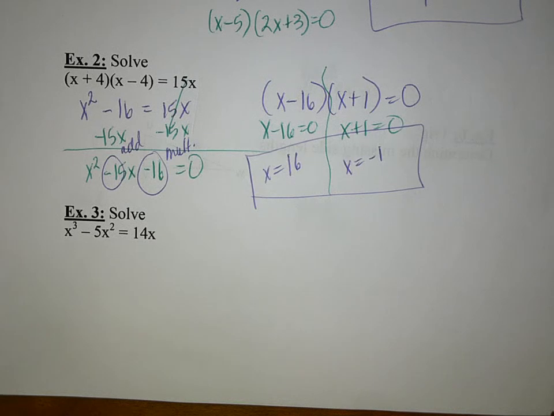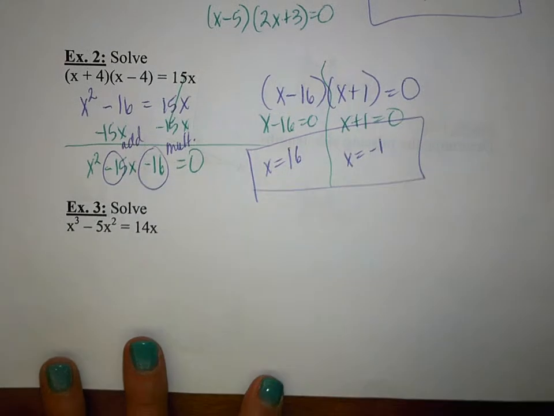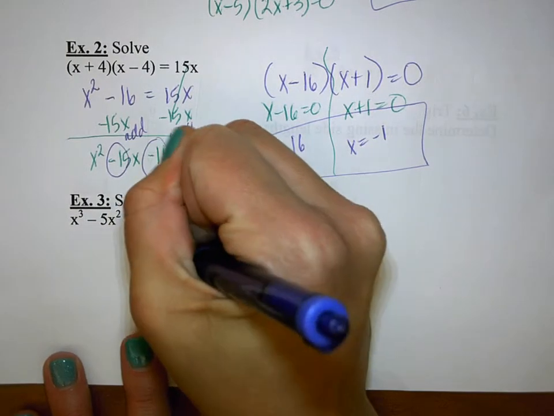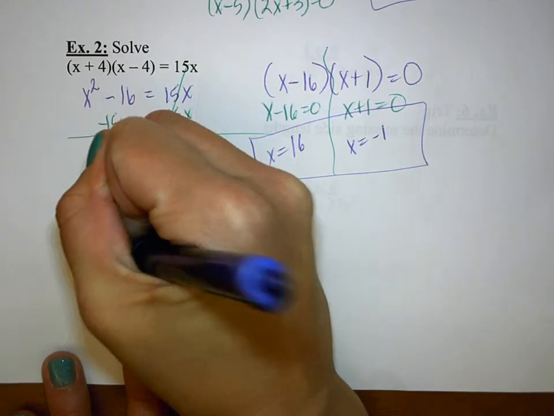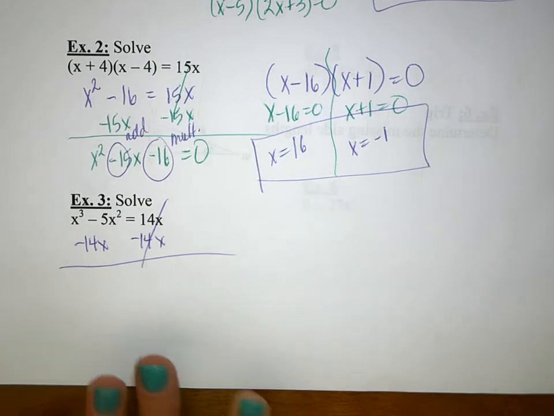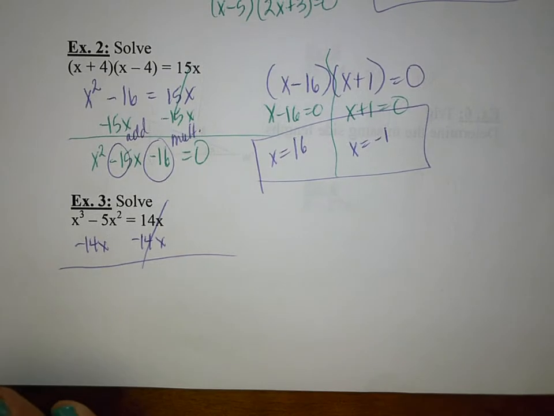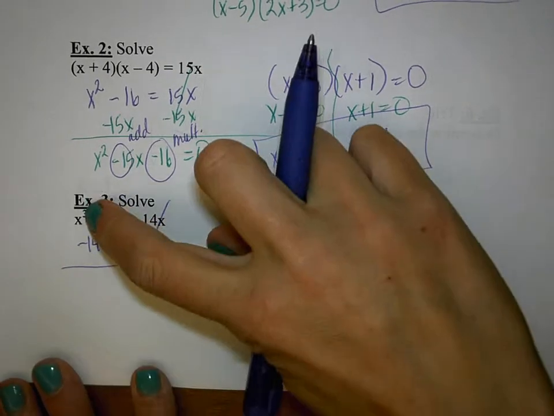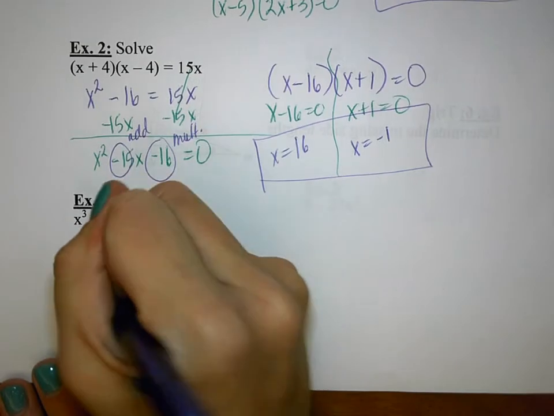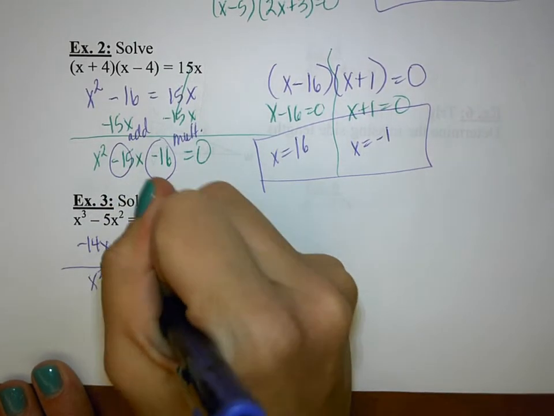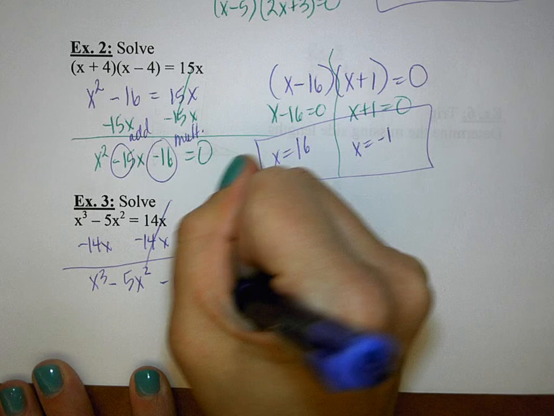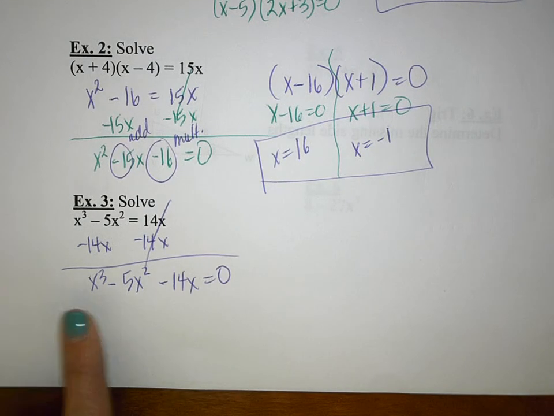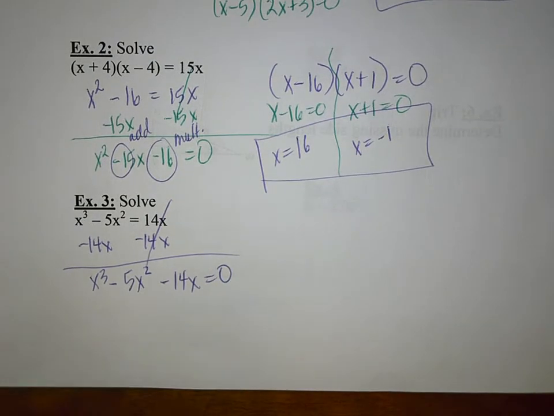Okay, what's the first step on this problem? Subtract 14x. Because it needs to be set equal to 0. We write this in descending order. So, x to the third comes first, minus 5x squared comes second, minus 14x equals 0. So do we see how this is x to the third, x to the second, x to the first?